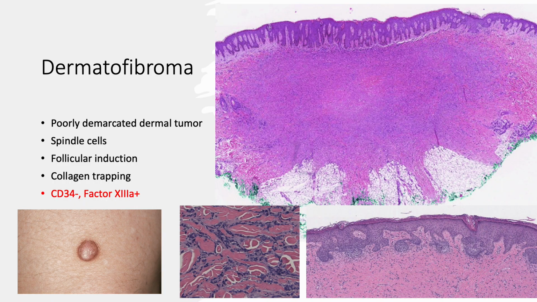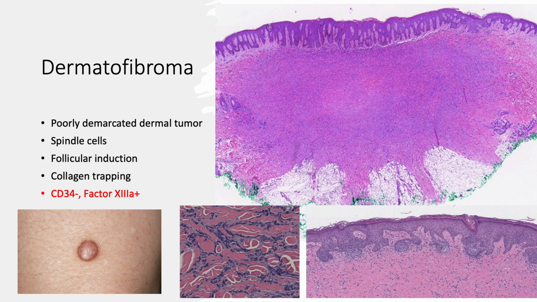Next tumor is the dermatofibroma. It's a dermal tumor, well demarcated on the skin, usually happening on the extremities. Histologically, it is not well demarcated; it is poorly demarcated in the dermis, and sometimes it can involve a superficial portion of the fatty tissue.